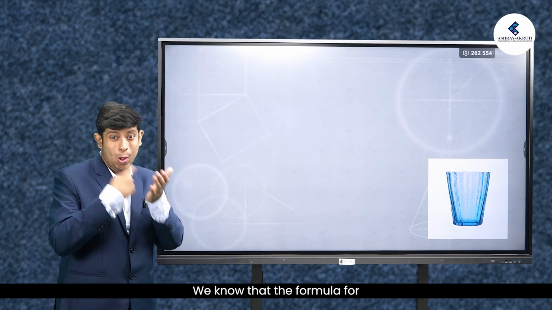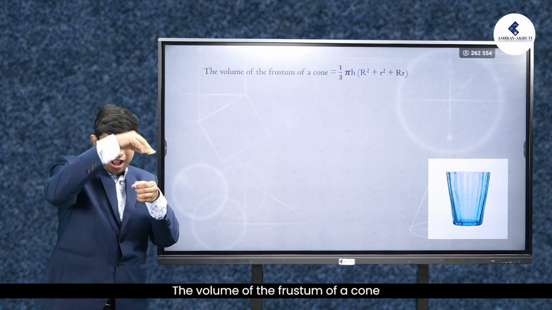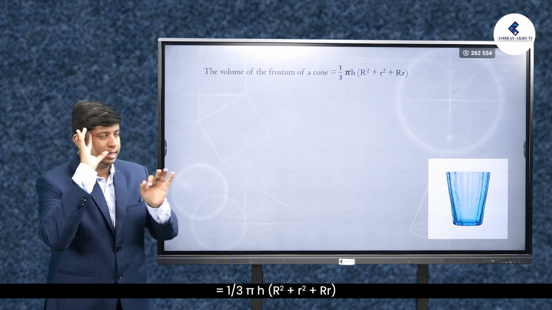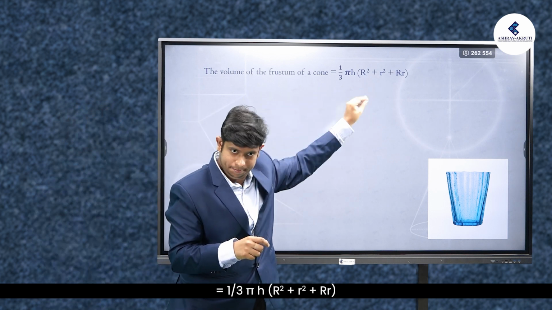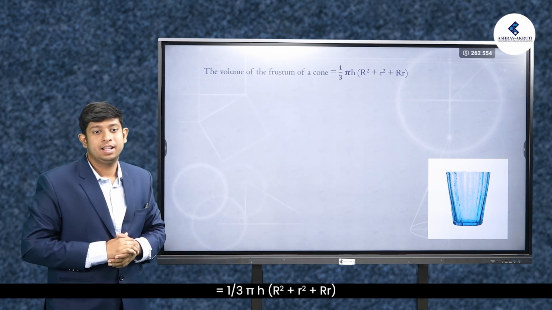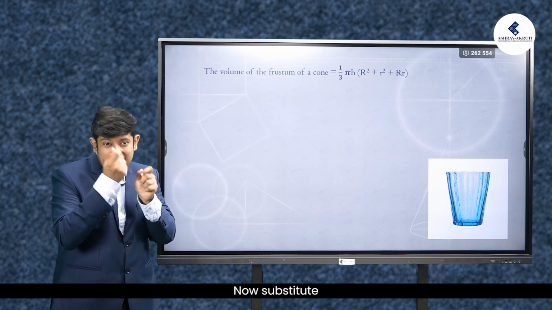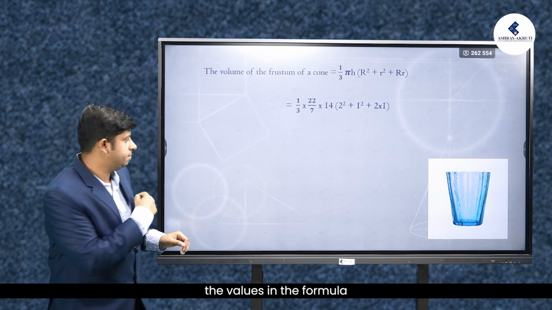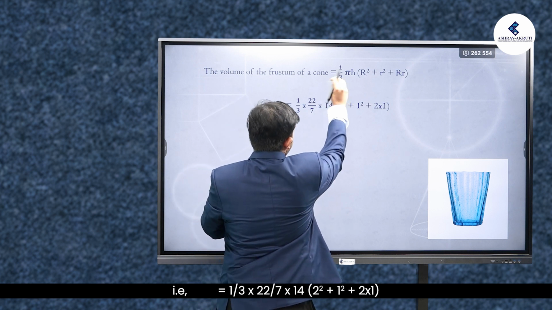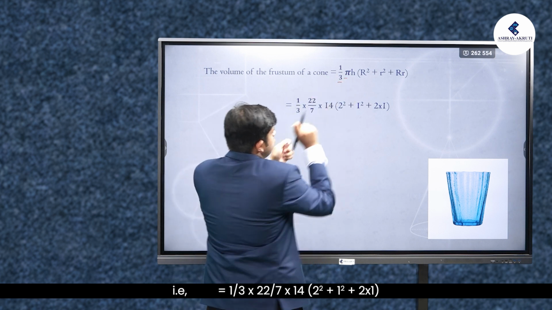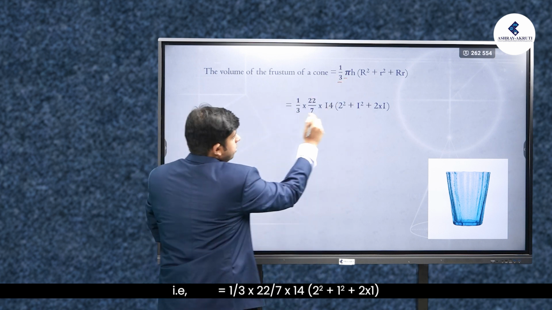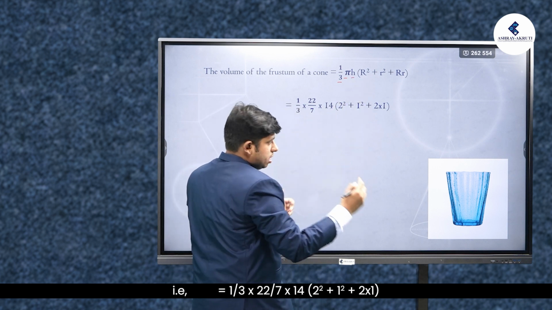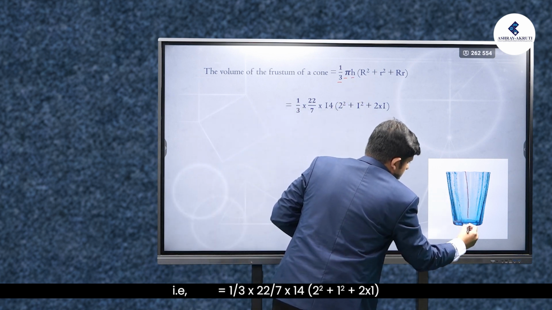We know that the formula for the volume of the frustum of a cone is equal to 1 by 3 pi h into capital R square plus small r square plus capital R into small r. Now substitute the values in the formula, that is 1 by 3 into 22 by 7 into 14 into 2 square plus 1 square plus 2 into 1.